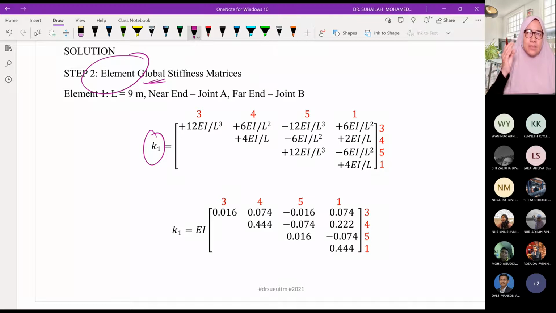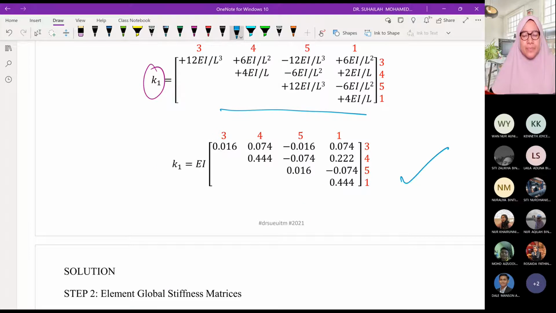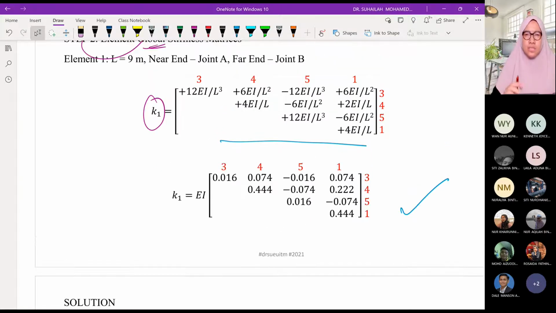Beam has the same local and global coordinate system. This is the formula given in the appendix, and you don't have to write the formula. Just calculate the value and put the value into the matrix.